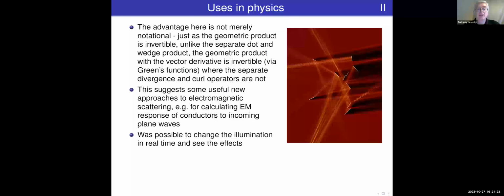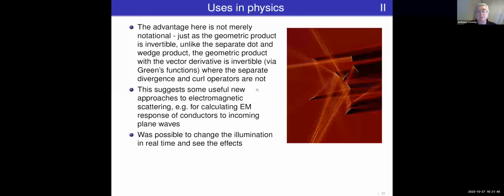And the advantage here is not merely notational. Just as the geometric product is invertible, unlike the separate dot and wedge products, the geometric product with the vector derivative is invertible via Green's functions, where the separate divergence and curl operations are not.